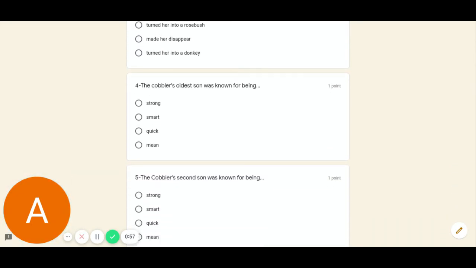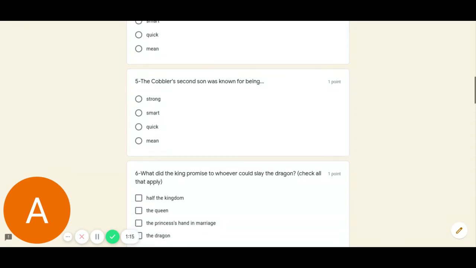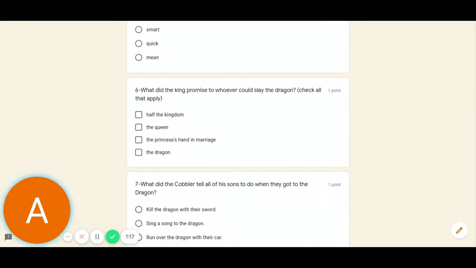Number 4. The cobbler's oldest son was known for being strong, smart, quick, mean. Number 5. The cobbler's second son was known for being strong, smart, quick, mean. Number 6. What did the king promise to whoever could slay the dragon? Check all that apply. Half the kingdom, the queen, the princess's hand in marriage, the dragon.